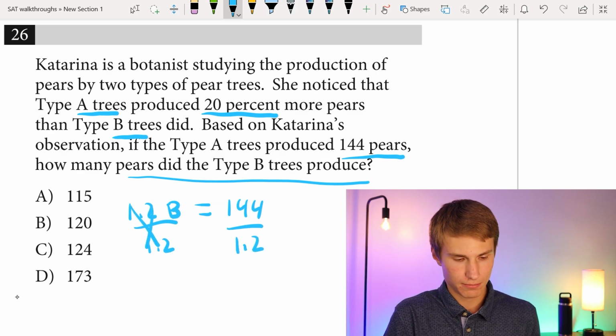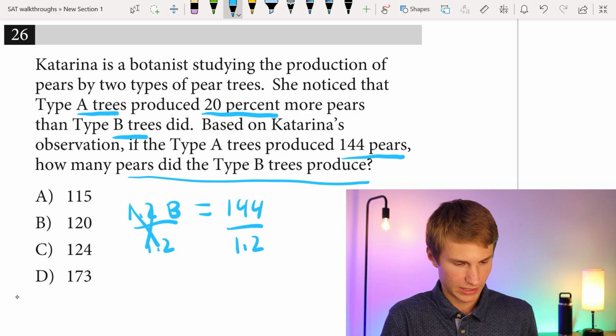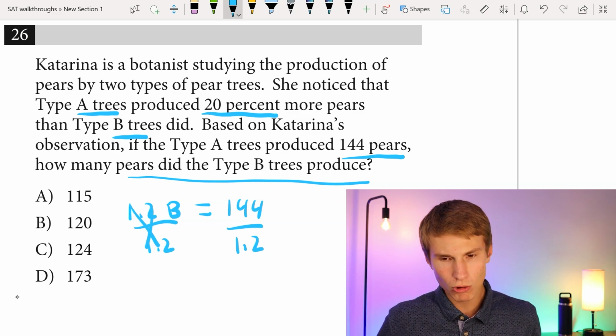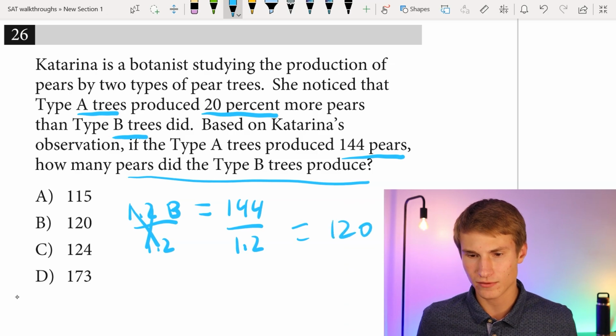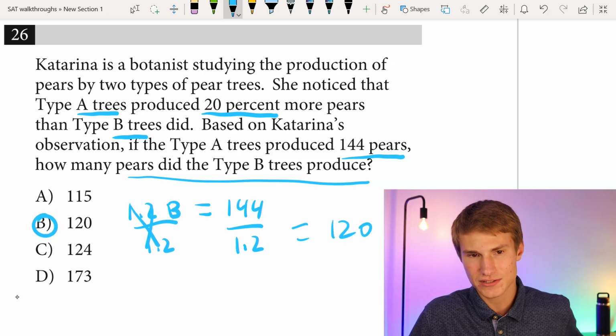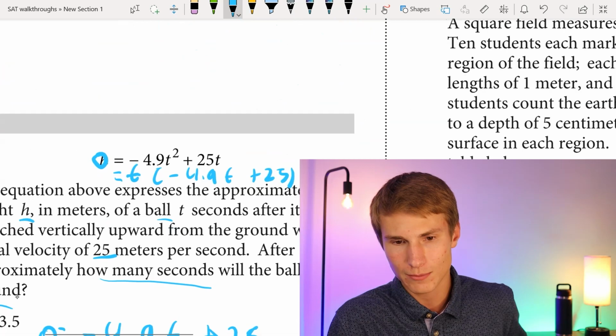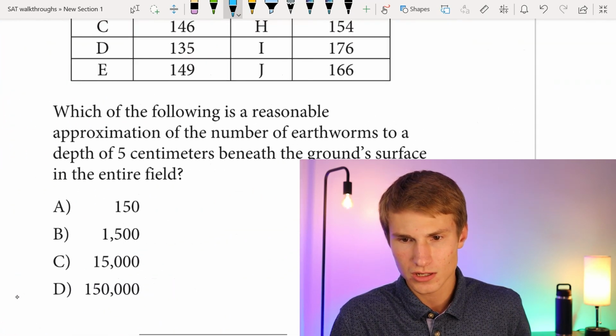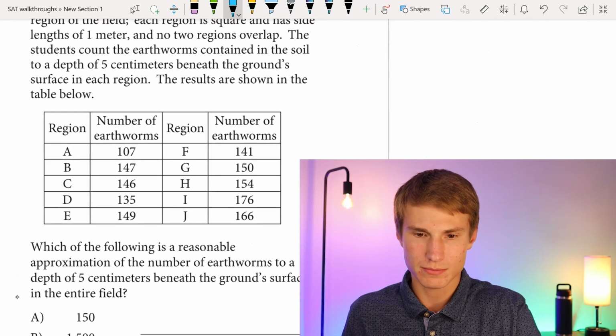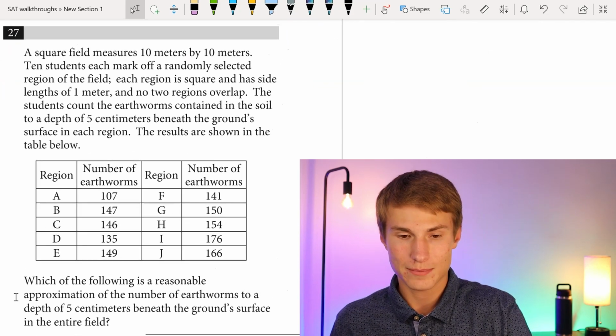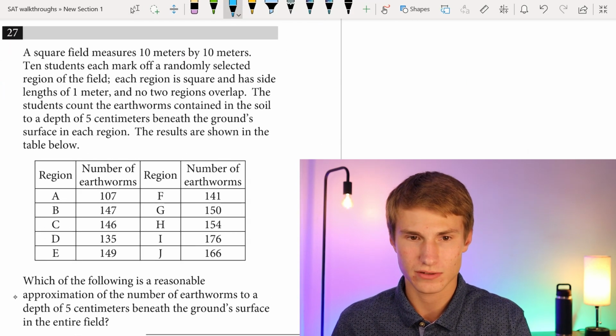We can pull out our calculator, put that in, and we see that we're going to get an answer of 120 for the number of pears produced by type B trees. So our answer there is going to be B for number 26. All right, moving on to number 27 now. So we got: which of the following is a reasonable approximation of the number of earthworms to a depth of 5 centimeters beneath the ground surface in the entire field.